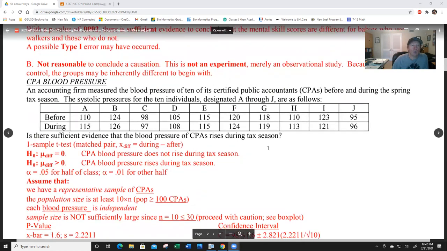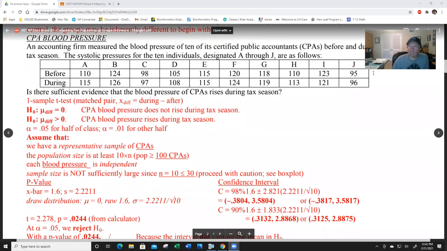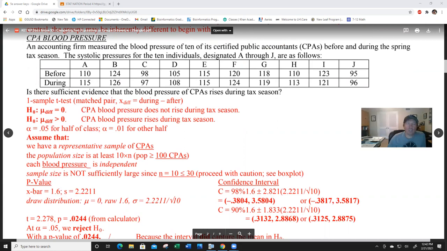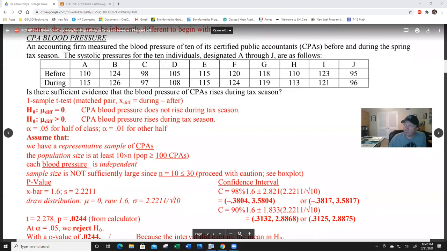CPAs are tax preparers. They have a stressful job at certain times of the year. Let's get started. Okay, an accounting firm measures the blood pressure of 10 of its certified public accountants before and during the spring tax season. The systolic pressure for the 10 individuals designated A through J are as follows. Fine. Is there evidence that the blood pressure of the CPAs rises during tax season? Rises.